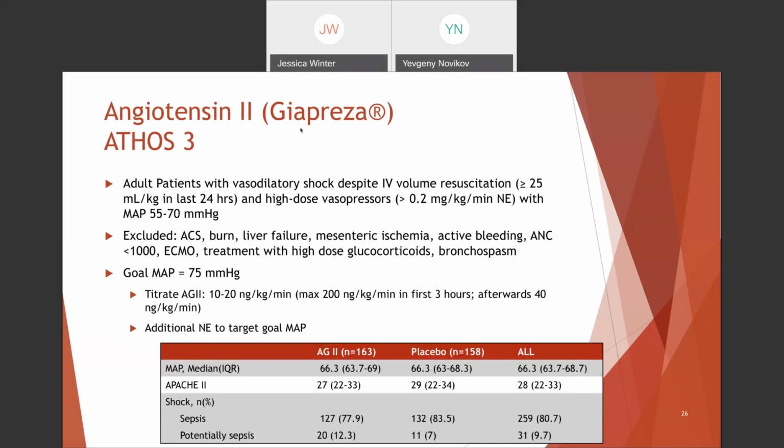Patients, when they were enrolled, had a median MAP of around 66. They were pretty sick with an Apache 2 score of 28. And then even though they included all vasodilatory shock states, the majority of them were sepsis or potentially sepsis. You can see there, almost 92% of them were around septic shock.